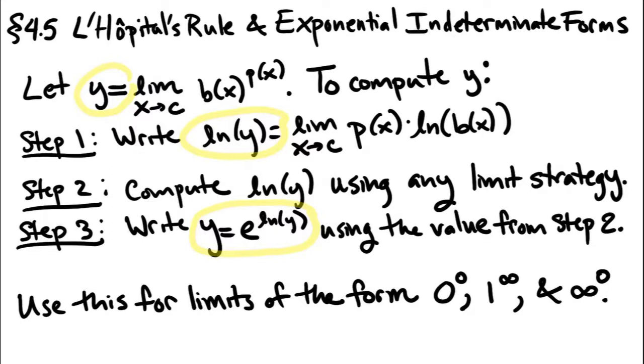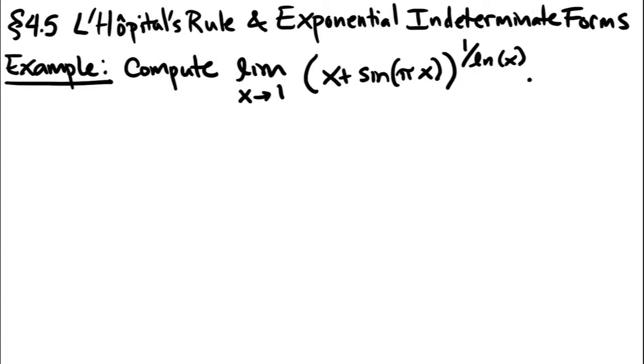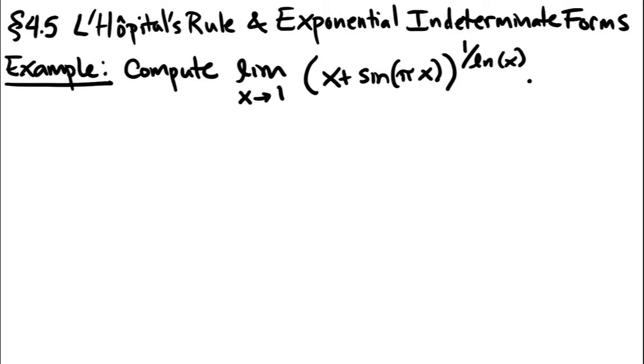So far, we've only seen one example of this method. Let's see a few more. Suppose we want to compute this limit: x plus sine pi x, all raised to the 1 over ln x, and then x is going towards 1. Substitution tells us that this limit is of the form 1 to the infinity. So this is one of the exponential indeterminate forms, and we do want to use the method that we've developed here. We always begin by setting y equal to the limit that we want to compute.